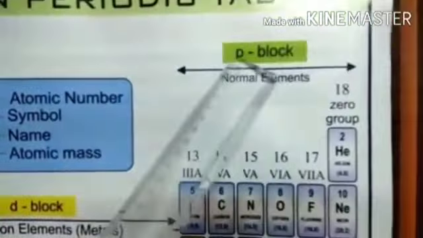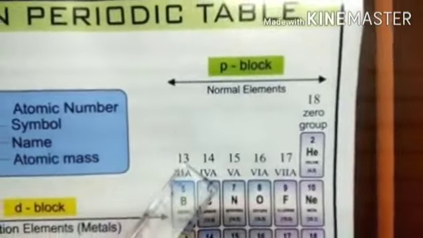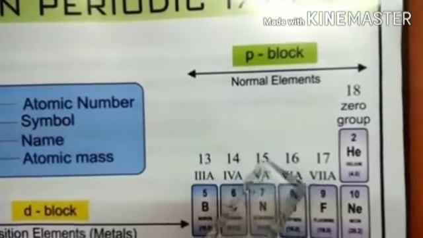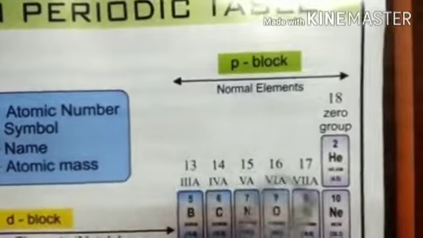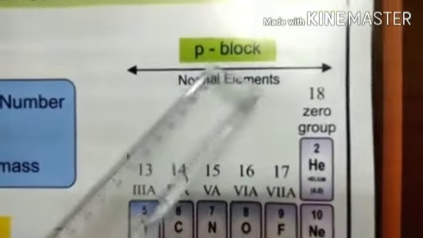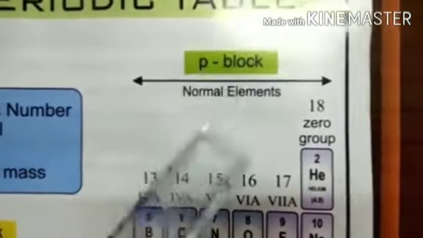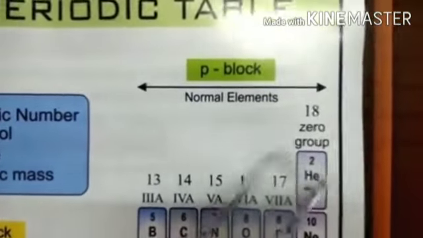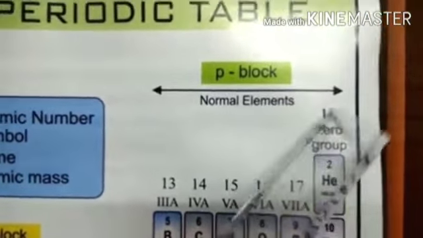Then we see the P block. The P block starts from 13 to 18. Means there are 1, 2, 3, 4, 5 and 6. These are the 6 groups which are included in the P block. So P block contains 13 to 18 groups.